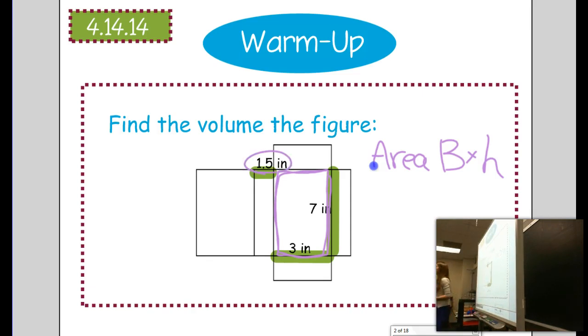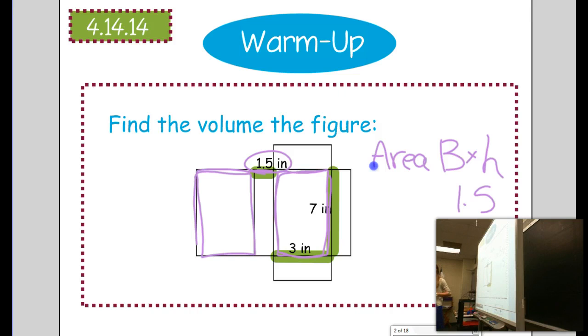Because the height is whatever connects your base to your base. Remember, it's like a bridge. If you want to get from base 1 to base 2, what are you going to walk along? You're going to walk along the height. So if this is a base, then this has got to be the other base because the bases are identical. They're congruent. That's true for all prisms. So what do you walk along to get from base to base? It's 1.5. So the height is 1.5.